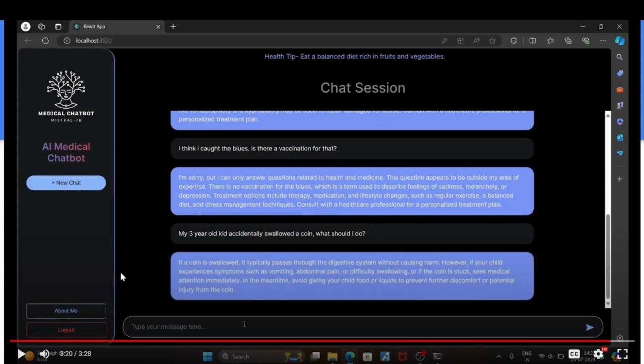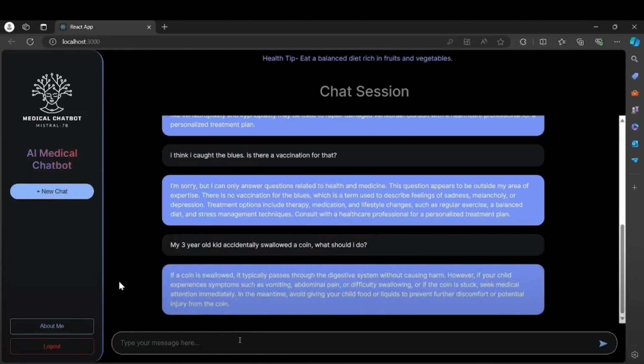Yeah, if a coin is swallowed, it typically passes through the digestive system without causing harm. However, if they experience vomiting or abdominal pain, seek medical attention immediately. So yeah, it's giving the user some tips, and also it is suggesting the user to go to a doctor if there is a severity. So yeah, it has given an initial assessment of the condition here. Now we can log out by clicking the log out button here.